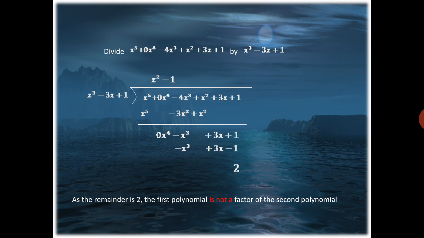As the remainder is 2, we will say that the first polynomial is not the factor of the second polynomial in the given question. Before stopping the division, you will always make sure that the power of the remainder is lesser than that of the divisor.